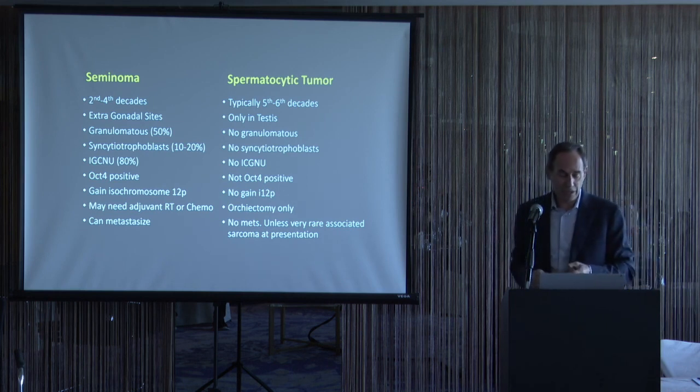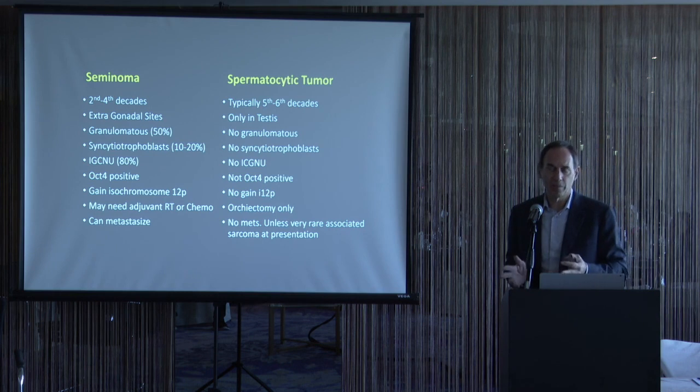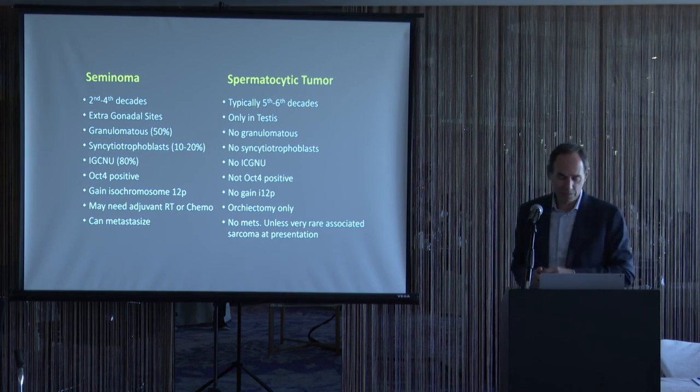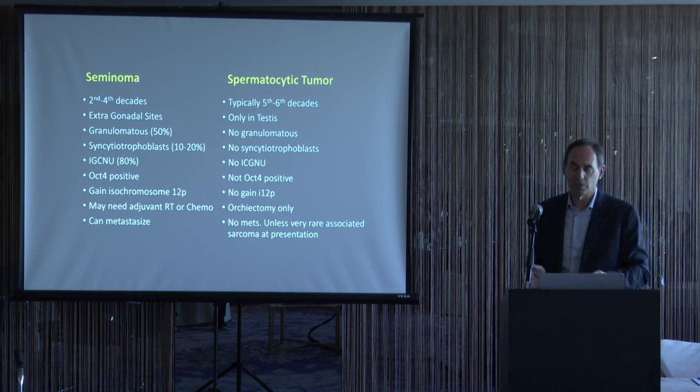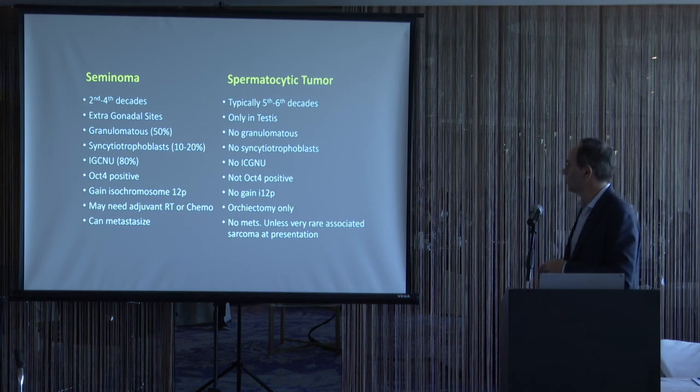Germ cell neoplasia in situ, which we just went over, is very common in seminomas, not seen in spermatocytic tumor. OCT3-4 or OCT4 is positive in seminomas, negative in spermatocytic tumor. And a gain of isochromosome 12p, which is not something we do typically as a diagnostic test. Occasionally we will do FISH to look for isochromosome 12p amplification, but you don't see that in spermatocytic tumor.